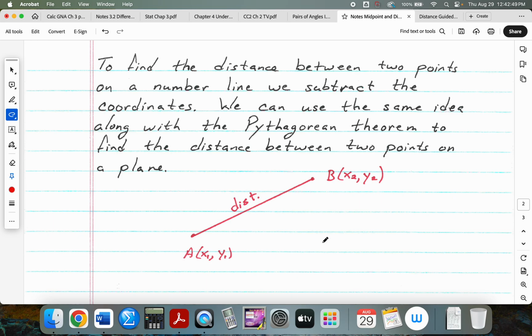Is this the homework? No, this is the supplemental notes.